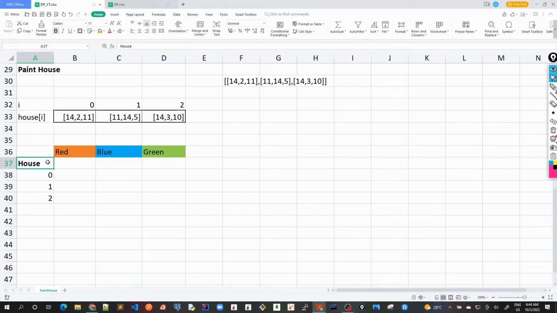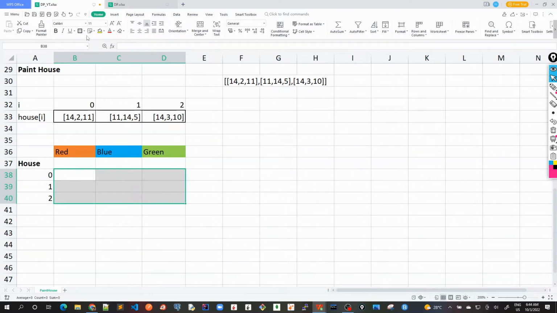so here I have created the houses as the rows. For example, 0th house is this house, then 1, and then 2. I am denoting it by the array indices. And these are the 3 colors which are provided. For example, the red one represents the 14, 2, and 11. 2 is for blue, 11 is for green. Similarly, we have these 3 costs which are given here for each of the houses, which would be represented in the columns.